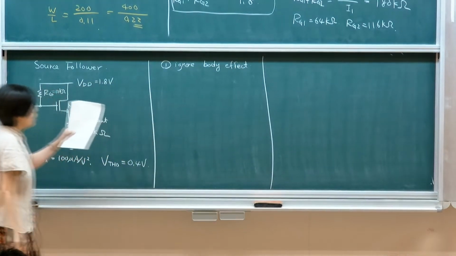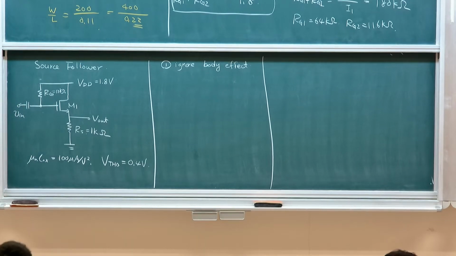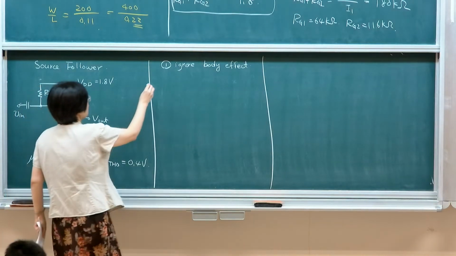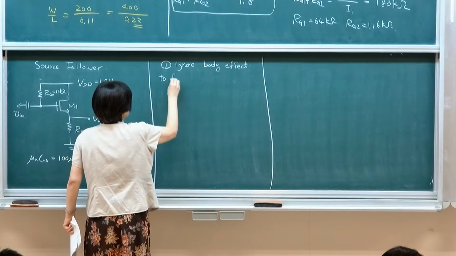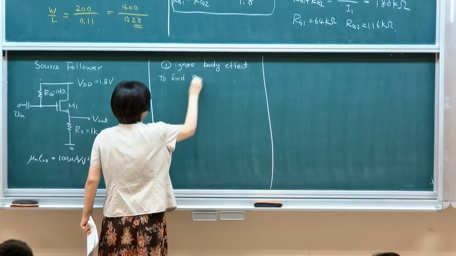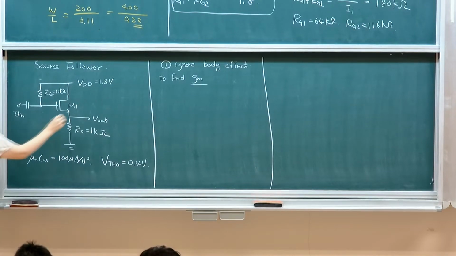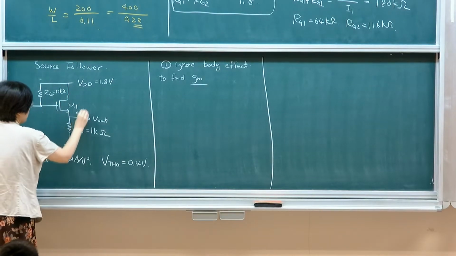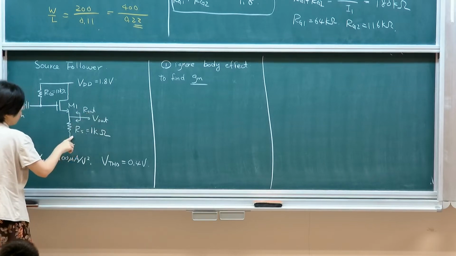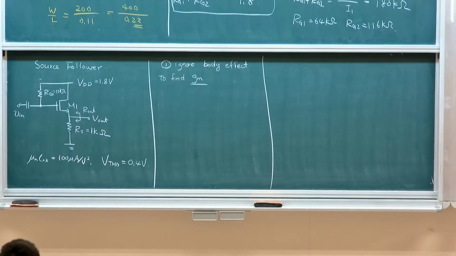So the key is that if you ignore body effect, we can find out the corresponding GM, the transconductance, because this would then determine your output resistance. Remember, if you're looking in from here, the resistance will be RS in parallel with 1/GM. Therefore, GM will determine the characteristic of this source follower, the key performance factor of the source follower circuit.